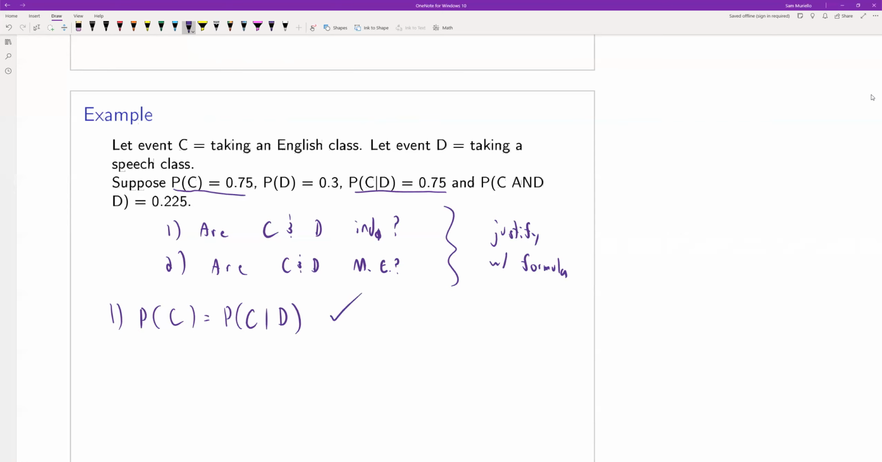I can also verify that if I take the probability of C and multiply it by the probability of D, I should get the probability of C and D. And we can check that very quickly on our calculator here by taking the 0.75 and multiplying it by the 0.3. It does come out to 0.225. So we're good. These events are independent.